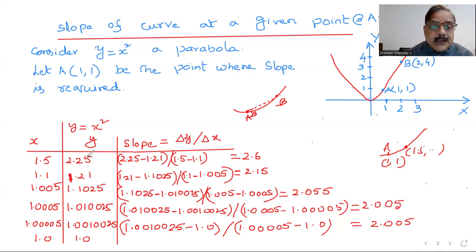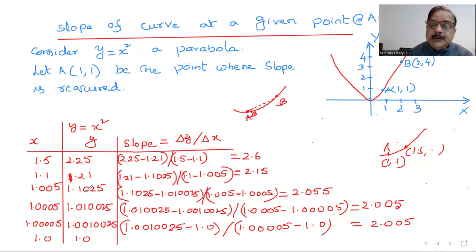Then I will find the slope between two points now. This is the first point, this is the second point. The slope between these two points is y2 minus y1 divided by x2 minus x1. I got the ratio 2.6. Again, I have taken between these two, so I am moving this side: 1.21 minus 1.1025, and so on. Observe the table, 2.15 is this ratio.